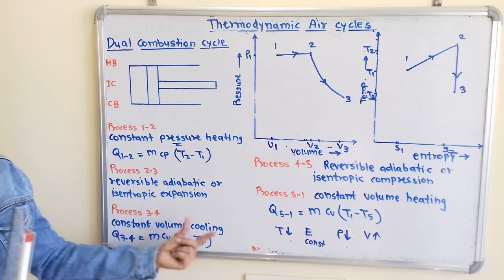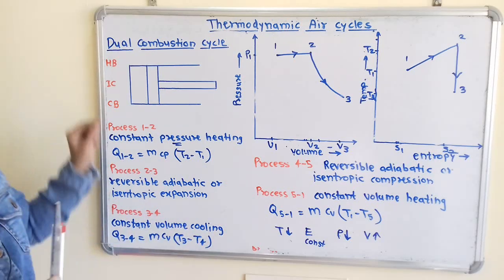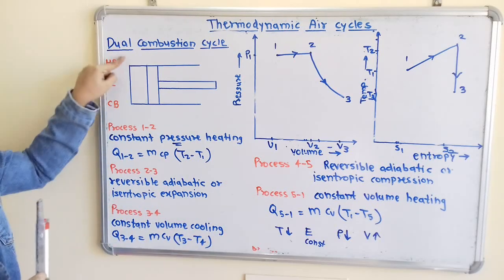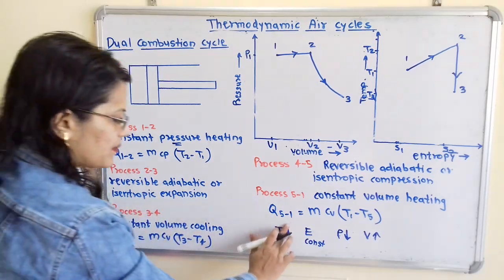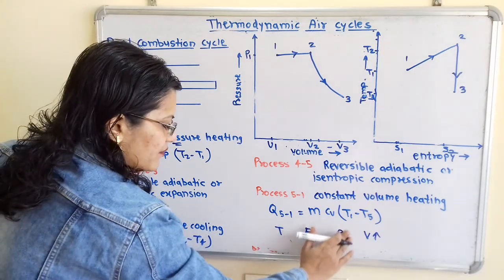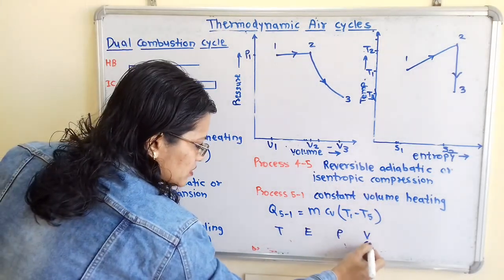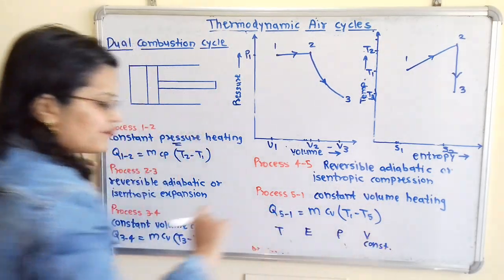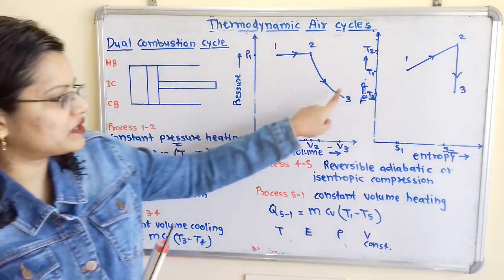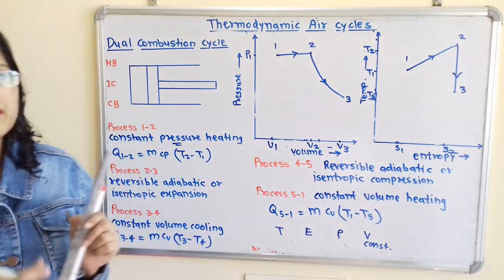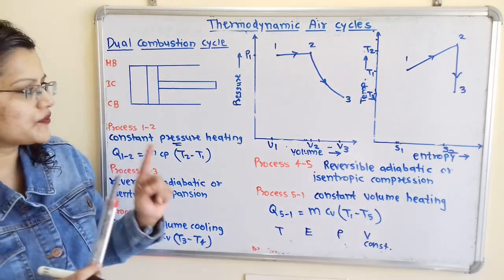And for the cooling process, when this cold body is brought in contact with the bottom of the cylinder, then cooling process is taking place. Now we will find out the effect. So here volume is constant. Now what is the effect of cooling on other parameter, pressure, temperature and entropy? So it is easy to understand.